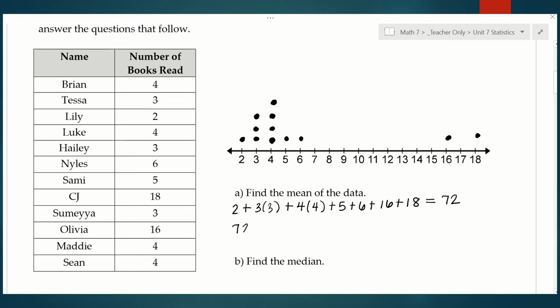Okay, so the second step of finding the mean is dividing by how many numbers we added. So what you want to do is go back and add up how many dots there were, or you can count from the table how many students there were. Okay, and there's going to be 12, which means our mean is 6.